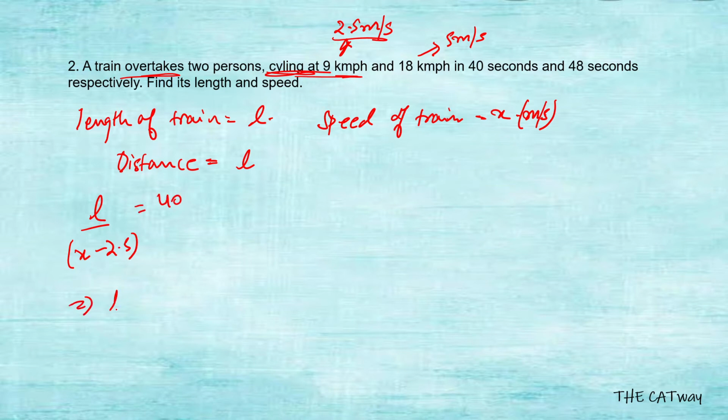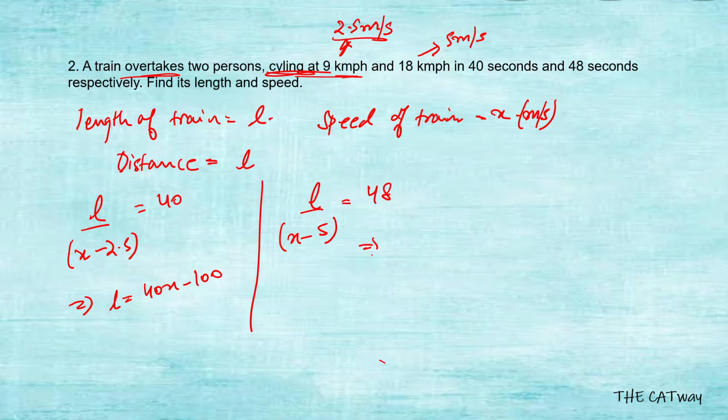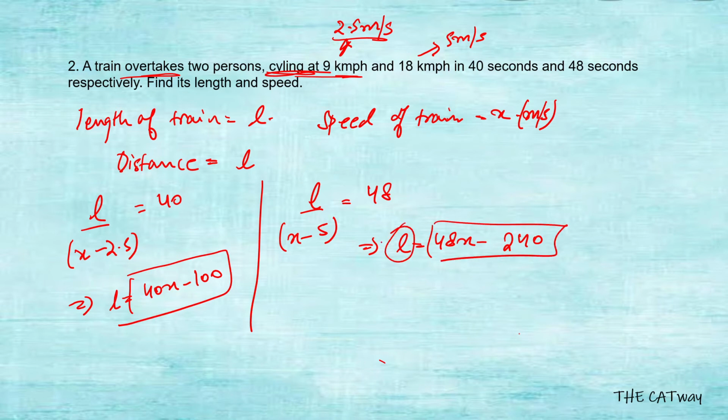So in this case, L will be equal to 40x minus 100. Similarly, for the second case, the distance is L and the speed is x minus 5, and this time the time taken is 48. So L will be equal to 48x minus 48 into 5, that is 240. Now what you can see is that we have two equations for L. Now we know that L is going to be the same in both the cases because we are talking about the same train. So we can equate L. So we can put 40x minus 100 is equal to 48x minus 240.